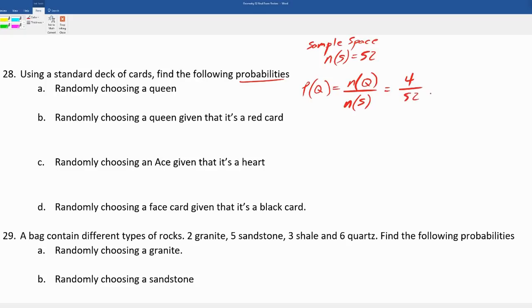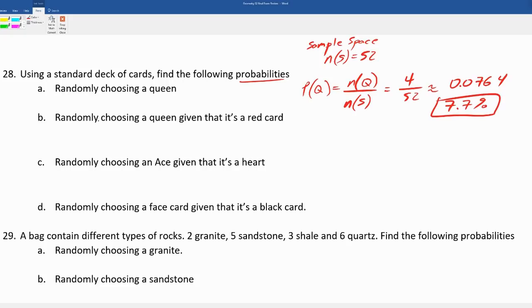Out of the 52, I can actually reduce, but if you just type this in your calculator, 4 divided by 52, you get about 0.0764, and that's basically a 7.7% chance. So that's probability for you there.